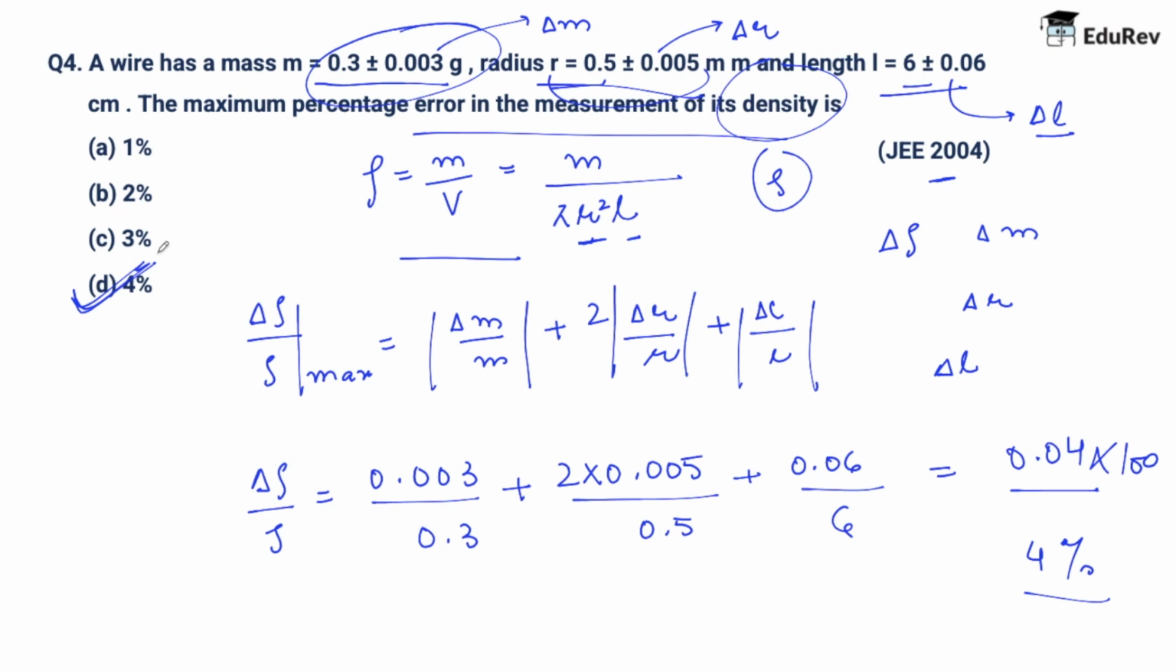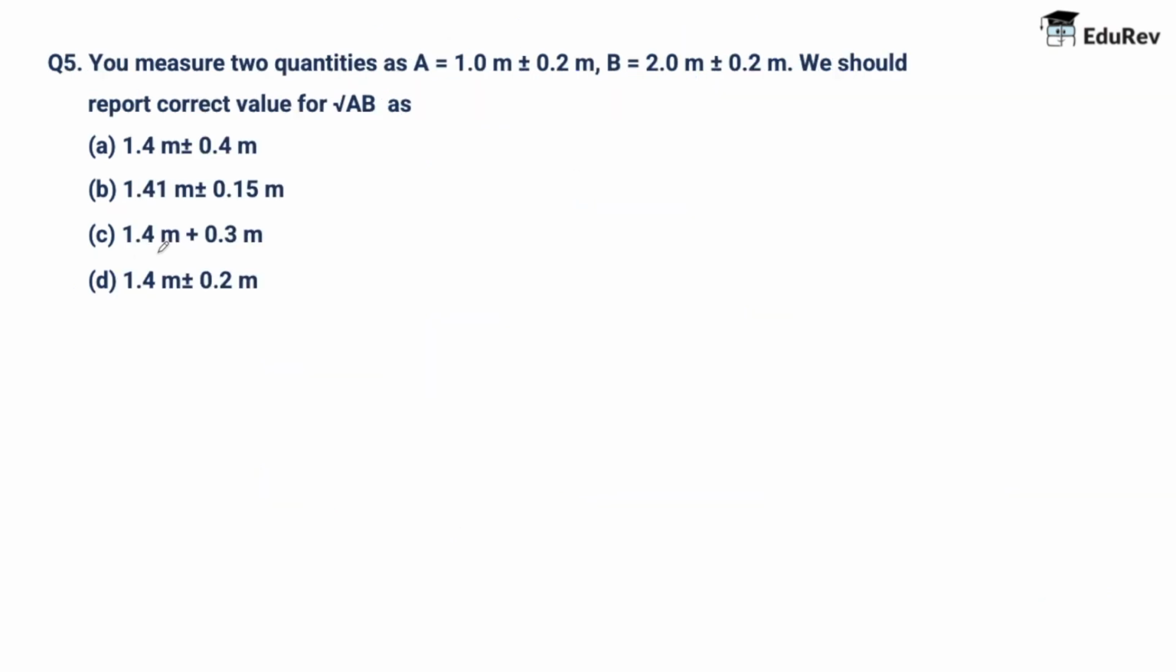Now let's move on to the last question for the day, that is question number 5. So basically this question is saying that we have to measure two quantities A and B, and we should report the correct value of under root of AB. Now the thing is that these last portions are the amount of error that can happen when the two quantities were measured. That is, when A was measured, plus minus 0.2 is the error that can occur in the measurement of A. Similarly, when quantity B was measured, plus minus 0.2 can be the amount of error that has occurred when we were measuring B.